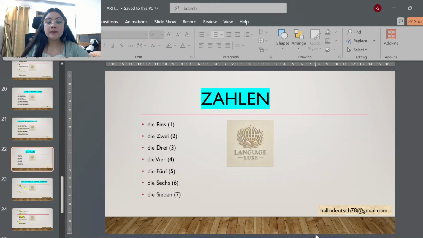Great. Now comes Zahlen. Zahlen are numbers. All the numbers in the German language, 1, 2, 3, 4, 5, 6, 7, 8, 9, 10, and so on, are also feminine in nature. For example, one is die eins. Eins, that is also feminine. Zwei is 2, die zwei. Then comes drei, drei is 3, die drei. Vier is 4, die vier. Then comes fünf, die fünf.